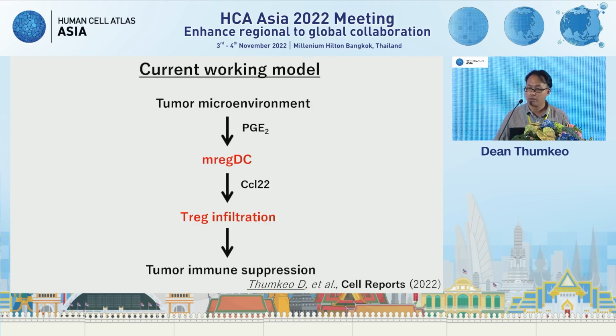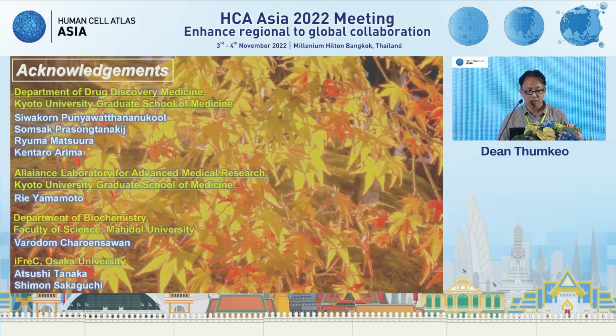This is the final conclusion for my talk today. In the tumor microenvironment, PGE2 is highly produced, and it exerts its function through the EP2, EP4 receptors on mREG-DC, and then it promotes CCL22 production. In combination with CCL17, it recruits the Treg to the tumor, and because Treg is a very potent immunosuppressive cell, it results in the tumor immunosuppressive microenvironment. This is my final slide.